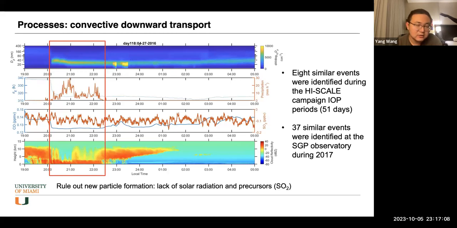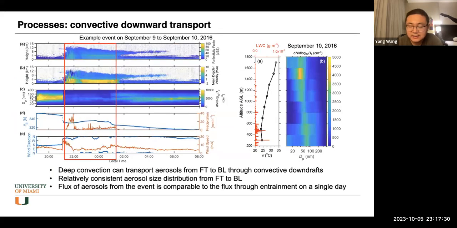We could also rule out the possibility of new particle formation during this time period, because many of these events occur during the night, when you don't have solar radiation, and the precursor, for example sulfur dioxide, is also not showing relatively high concentrations during these periods. Further, during the HI-SCALE campaign, I found a flight measurement that was just around 10 hours after one example deep convection event. Similarly, we observed the appearance of these smaller particles during the deep convection event, and there was a strong decrease of the equivalent potential temperature.